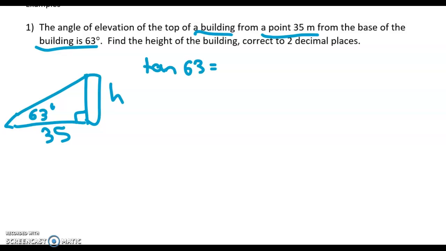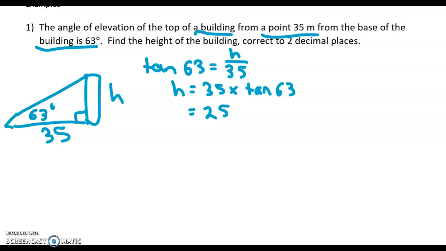So with that little sketch, we can use our ratios, and so tan 63 is equal to h over 35. So solving for h, we multiply both sides by 35. h is going to be equal to 35 times tan 63, which gives us a result of 25.428. So 2 decimal places.